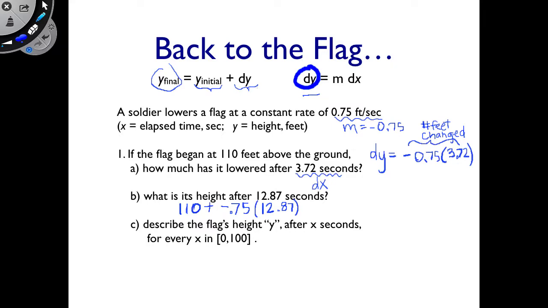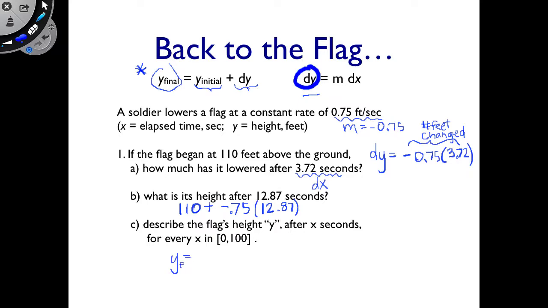If I wanted to describe the flag's height at any general number of x seconds since the beginning, well, that means I'm looking for an expression of the flag's height, not of how much the flag's height changed only, but of the initial height plus the change. So it's most like part B, the only difference being we don't know how many seconds, just a general number of x seconds into the ceremony. So if I want to describe the height, I'll write y equals. So this would be our final height at any point in time.